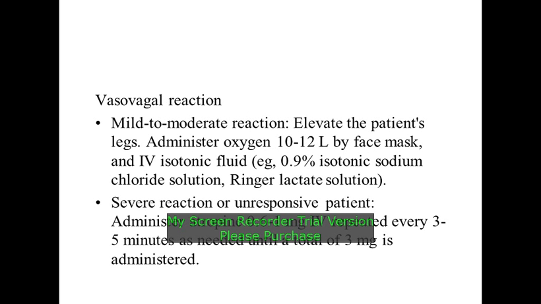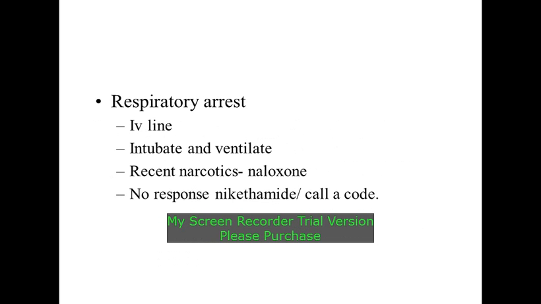Vasovagal reaction, mild to moderate reaction: elevate the patient's legs. Administer oxygen 10 to 12 liters by face mask and IV isotonic fluid, for example 0.9% isotonic sodium chloride solution or Ringer's lactate solution. Severe reaction or unresponsive patients: administer atropine 0.6 to 1 mg IV, repeated every 3 to 5 minutes as needed until a total of 3 mg is administered.